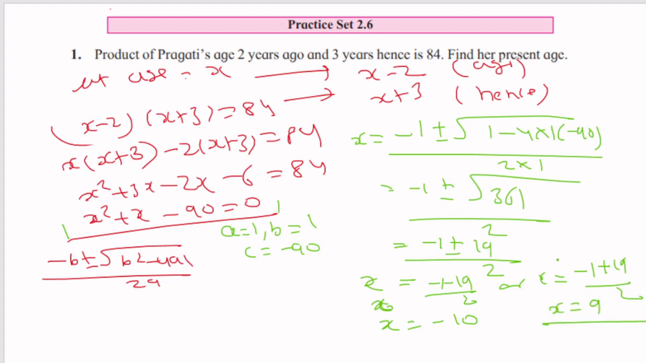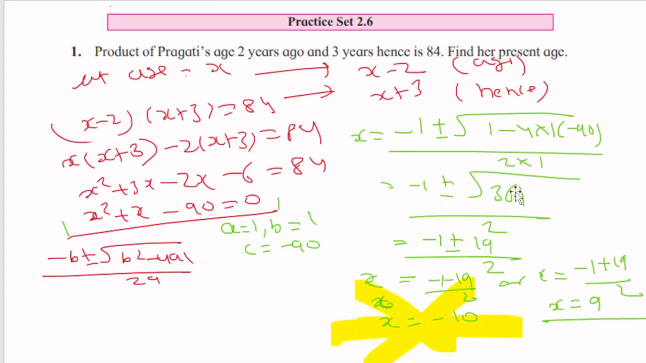equal to 9. Now the age cannot be negative, so you need to ignore this portion and consider x equal to 9. Though we have two different solutions, we should choose only one, because based on the situation, age cannot be negative. So now we have the answer, x equal to 9. Her present age is 9 years. You have to write her present age equal to 9 years.